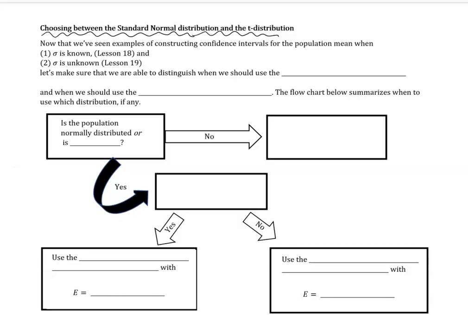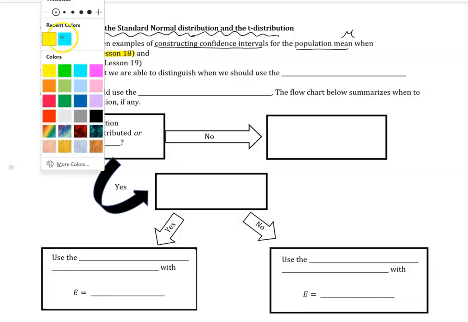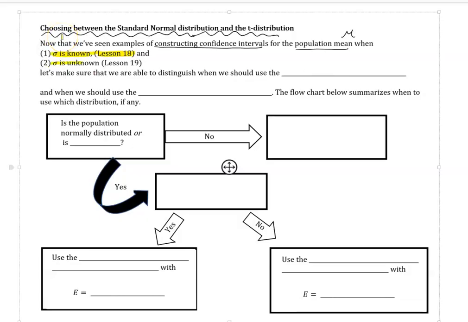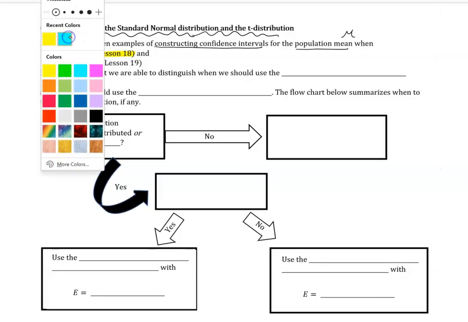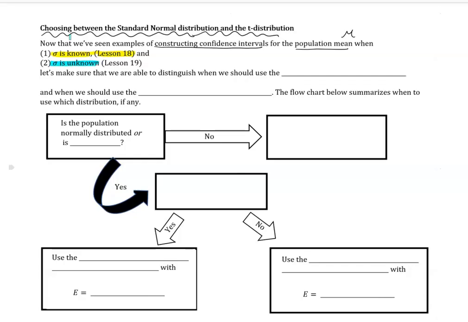So we have seen now several examples of us constructing confidence intervals for the population mean mu. We have seen examples where we have done it when we knew what the population standard deviation was. That's what we were doing in lesson 18. And then we have also seen examples where we did not know what the population standard deviation was, where sigma was unknown. That's what we saw in lesson 19.